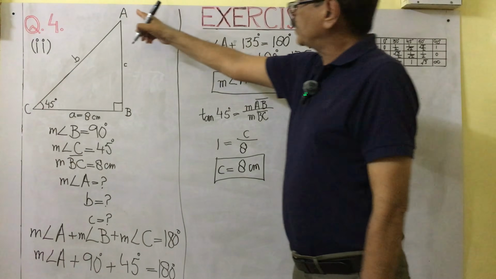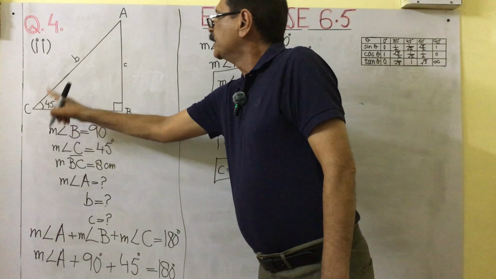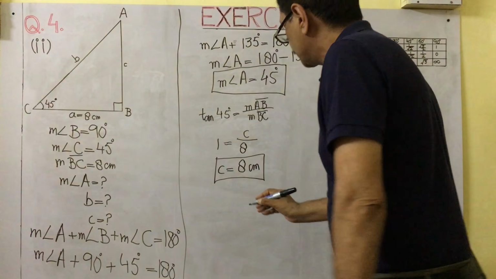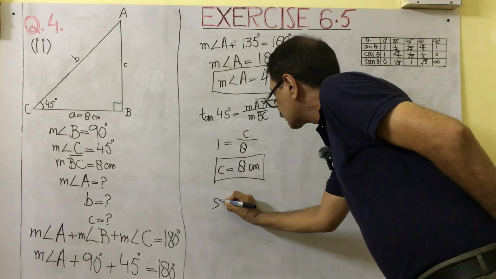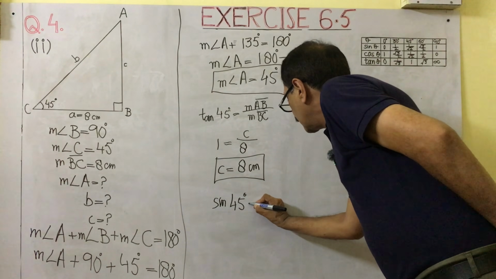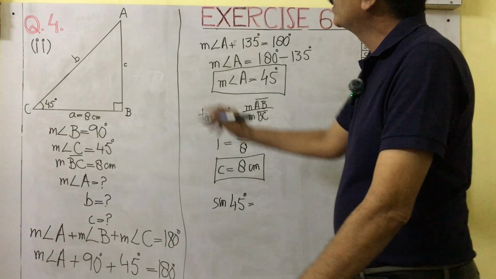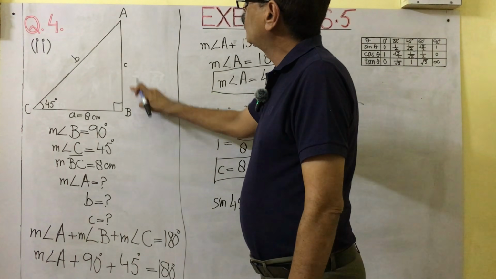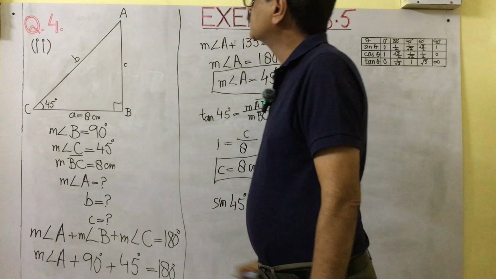Again, in right angle triangle ABC, sine of 45 degrees is equal to perpendicular over hypotenuse.